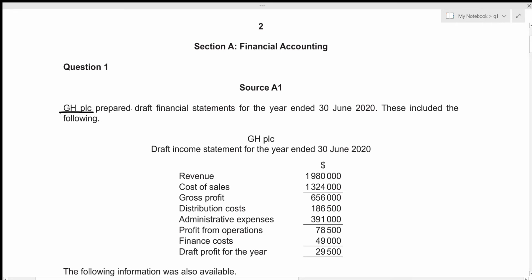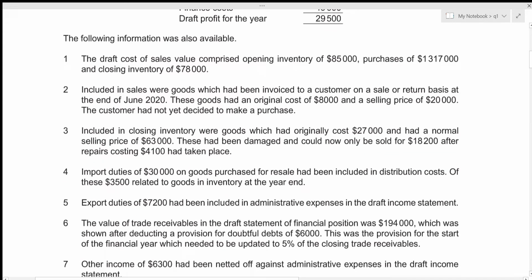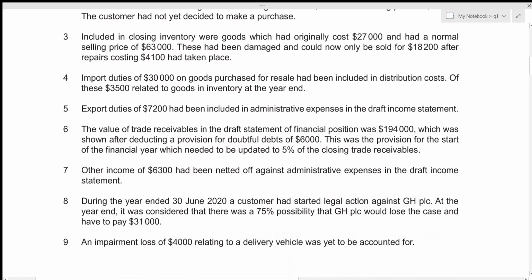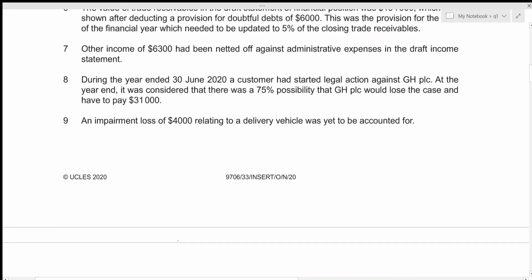GH prepared draft financial statements for the year ended 30 June 2020. These included the following. So we're given the draft income statement, which consists of revenue, cost of sales, gross profit, distribution costs, administrative expenses, profit from operations, finance costs, and finally our draft profit for the year. Then we're given additional information. We're given lots of additional information. All right, let's have a look at our first question.